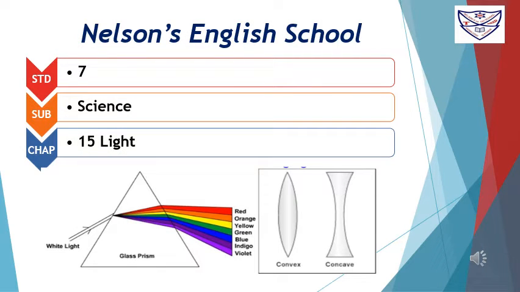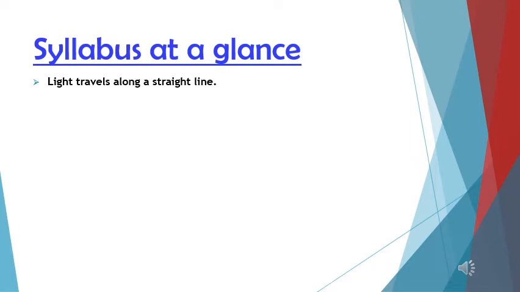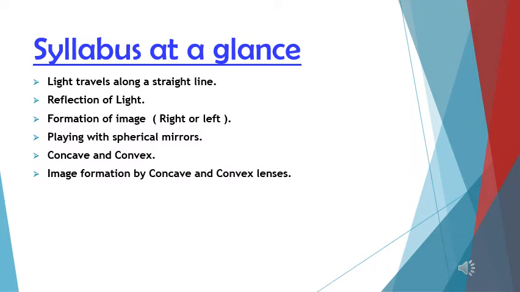Hello students, let us start with our next chapter, that is light. In this chapter, we will learn about light, how it travels in a straight line. We'll also learn about reflection of light, how the images are formed. We'll learn about the properties of image formed by spherical mirrors, concave mirrors, convex mirrors, and the image formation by concave and convex lenses. We'll also learn about sunlight.